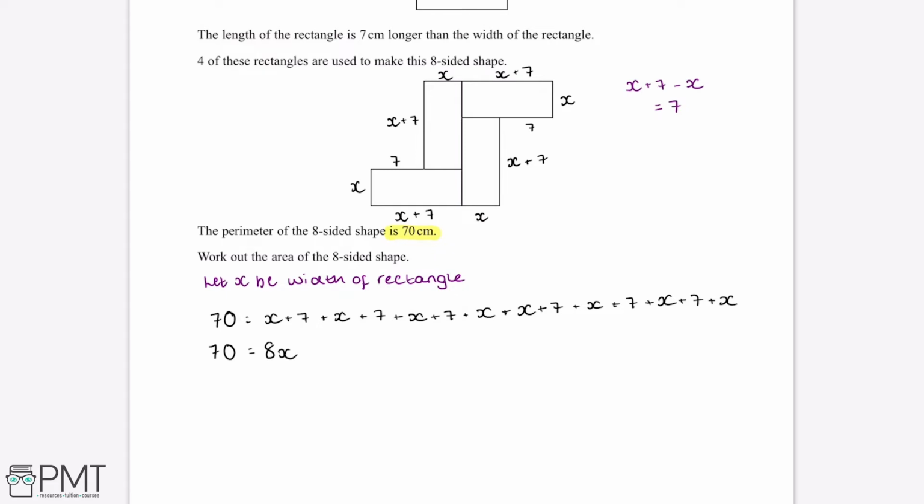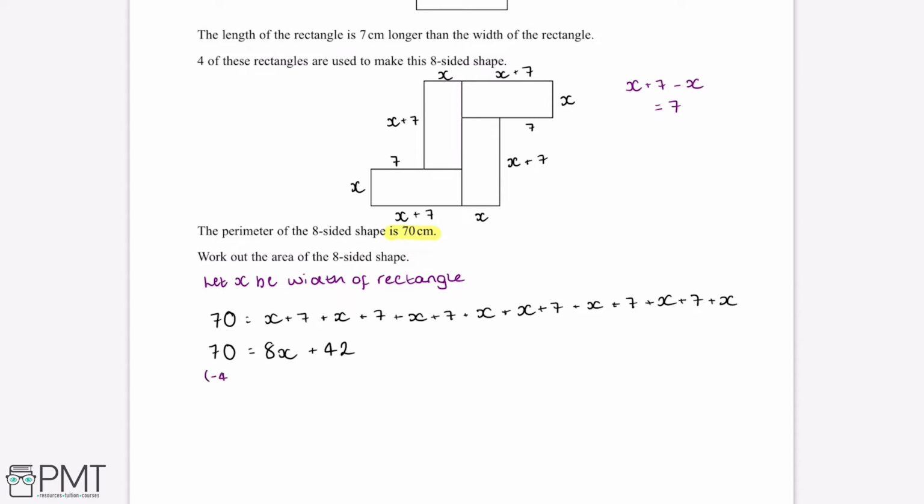And if we add up all the numerical terms, we have 6 7s. So the perimeter of this shape will be equal to 8x plus 42. So now what we're going to want to do is simplify down this equation to make x the subject.